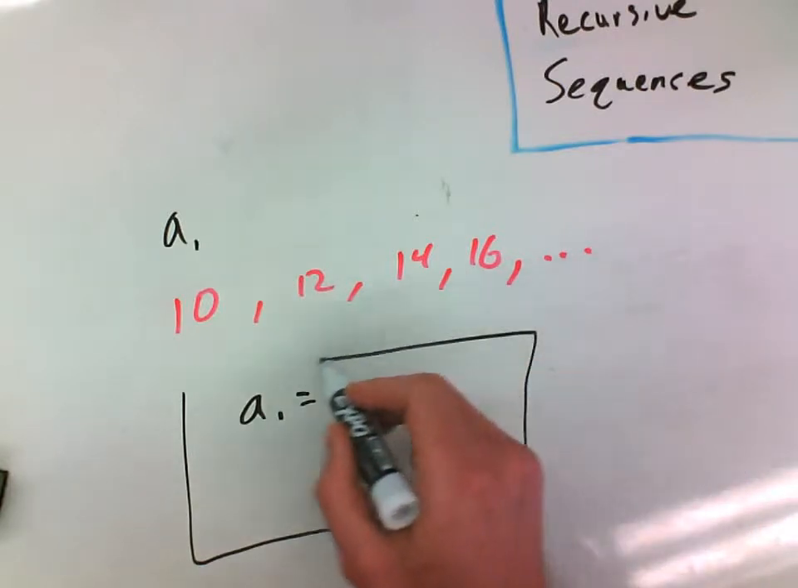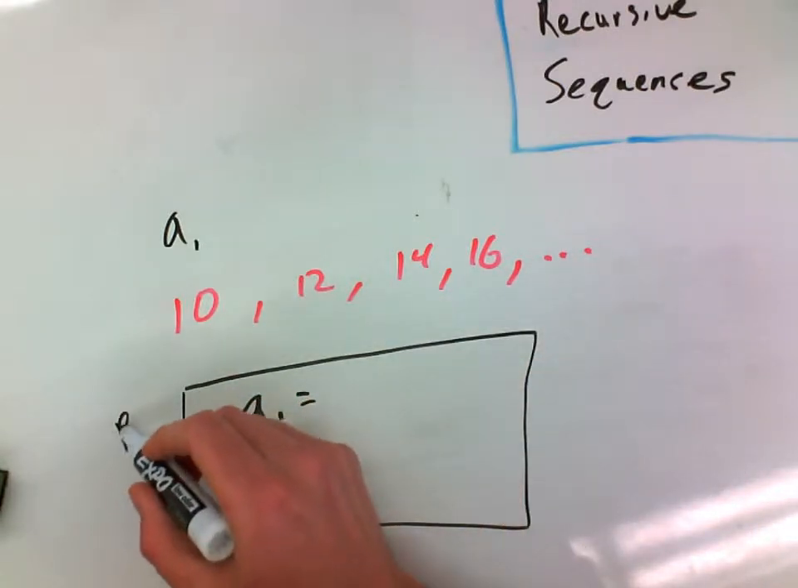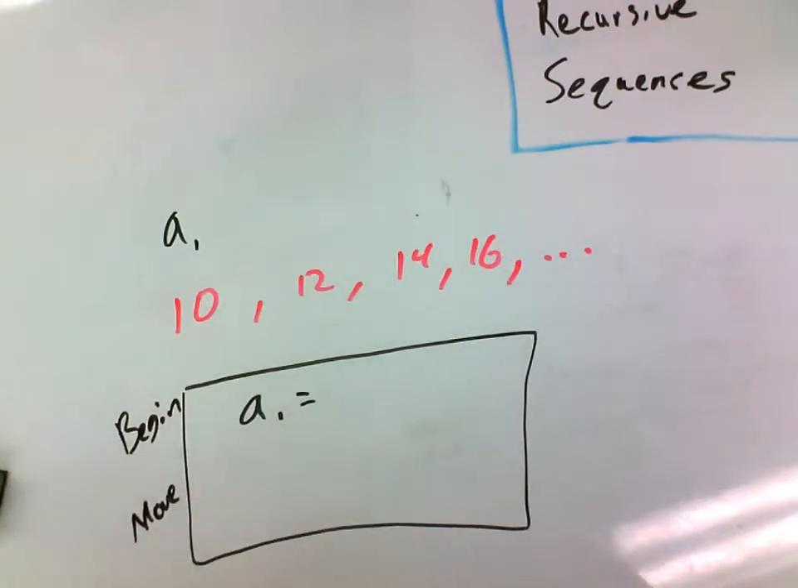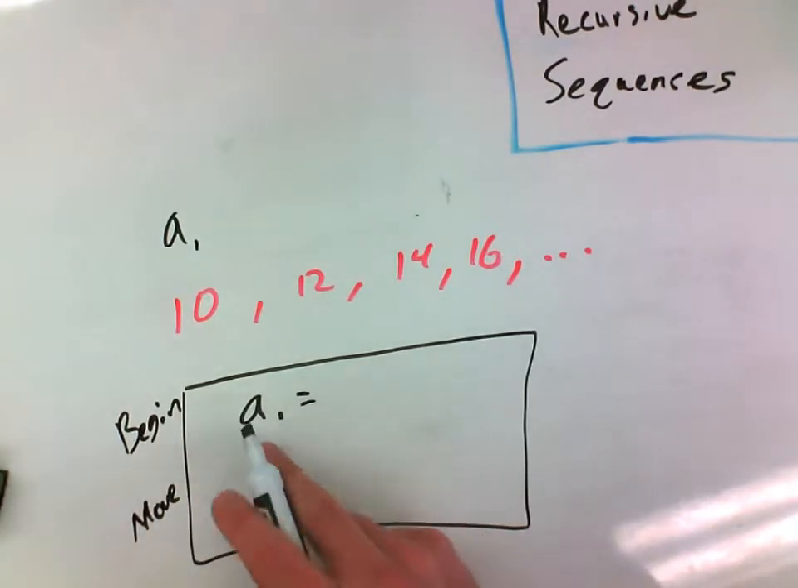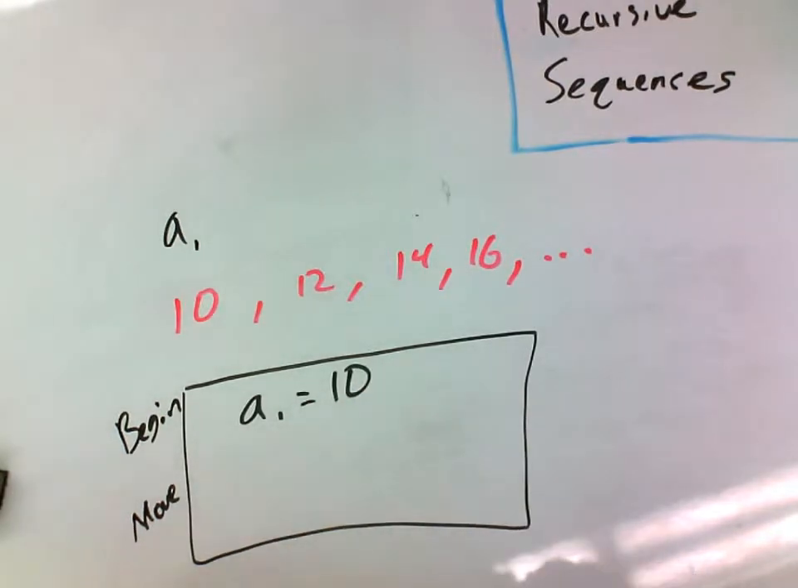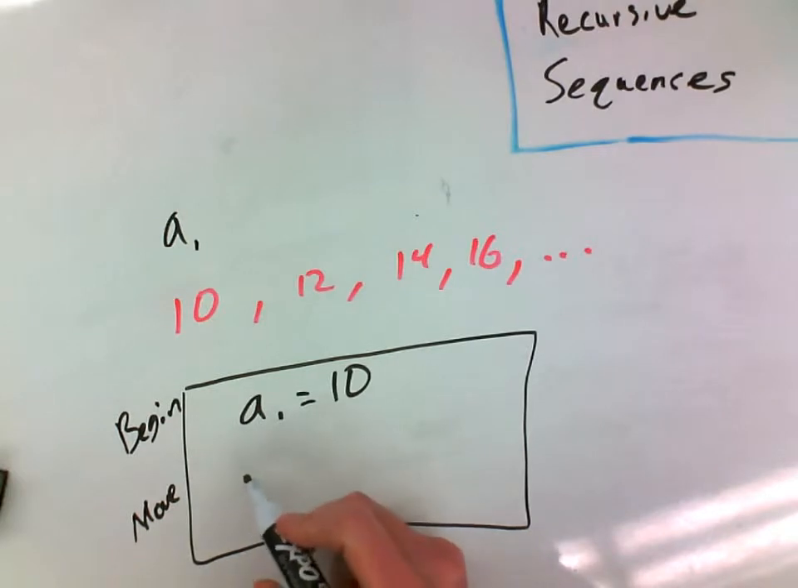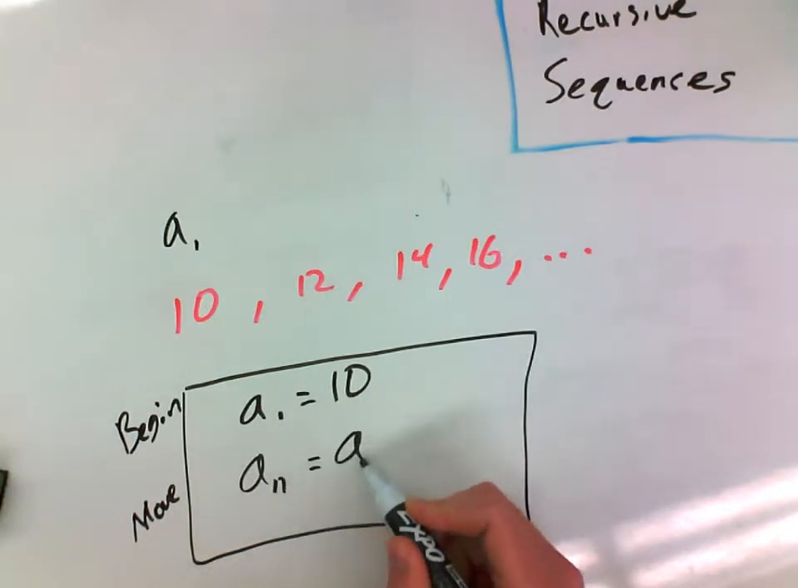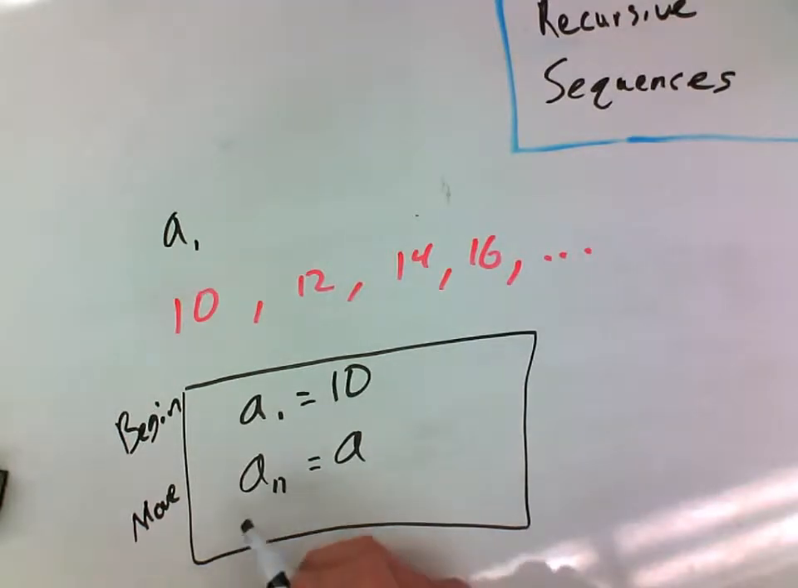Everything that I'm going to put in this box, there's 2 parts to it. There's the beginning part and like the how we move part, right? So I need to figure out where I begin. So the first part is just the initial case. Hey, we start at 10. How do I get to the next one? So if I want to find any term, all I have to do is take the term before it.